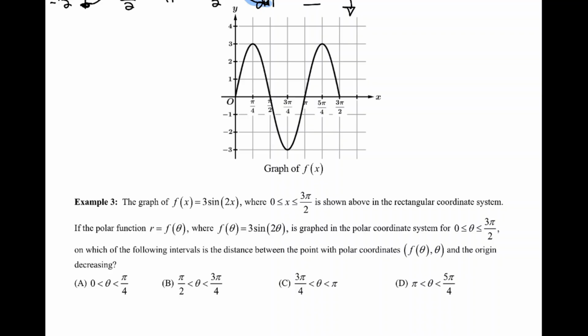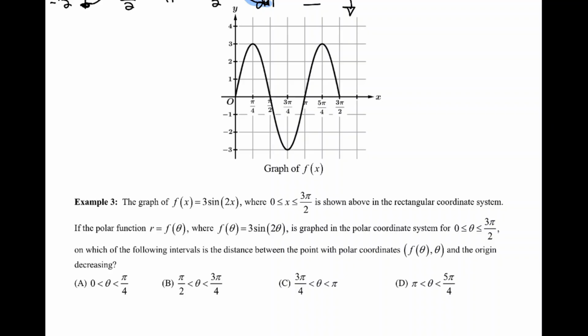And then looking at example 4, or example 3, sorry. Graph of f is equal to 3 sine of 2x, where x is between 0 and 3 pi over 2. Shown in the rectangular coordinate system, if the polar function f of theta is equal to 3 sine of 2 theta is graphed in the polar system between 0 and 3 pi over 2, on which of the following intervals is the distance between the point with the polar function and the origin decreasing?